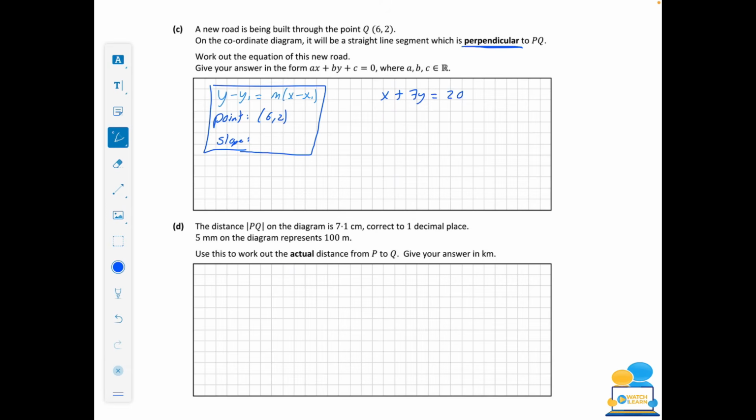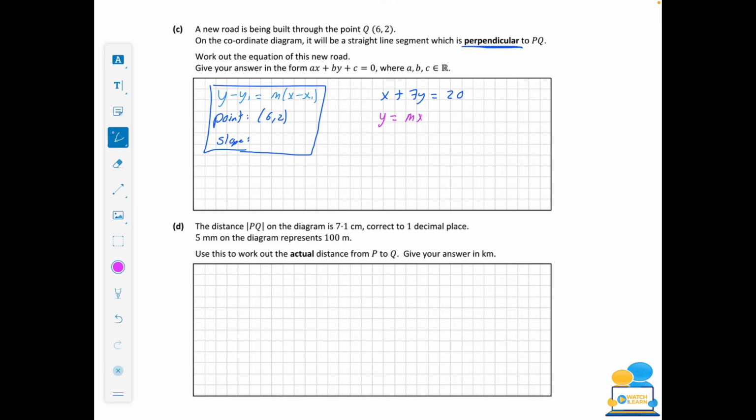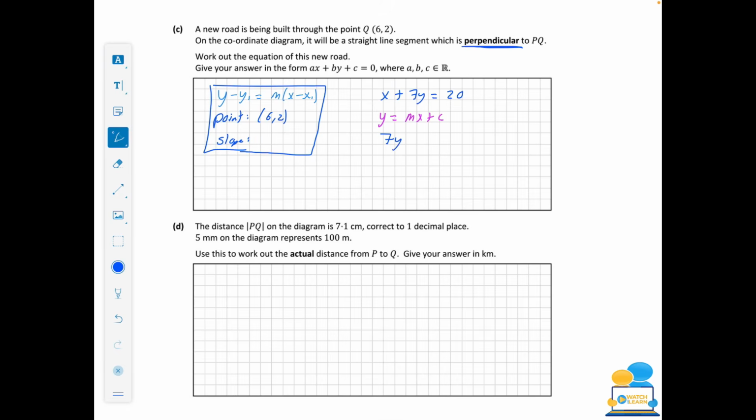Now, can I find the slope of this? What I'm going to do is rearrange it to be in the form y is equal to mx plus c. So I'm going to get y on its own, so it'll be 7y is equal to 20 minus x. Now I'm going to rearrange that because we always have our x first, so 7y is equal to minus x plus 20. Now, we need to get rid of that 7, so y is equal to minus 1 over 7x plus 20 over 7. So our slope, m, is equal to minus 1 over 7.